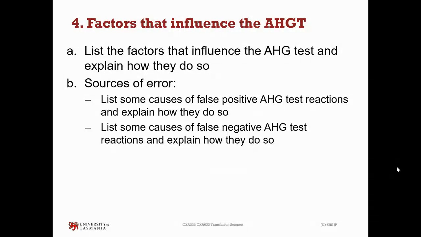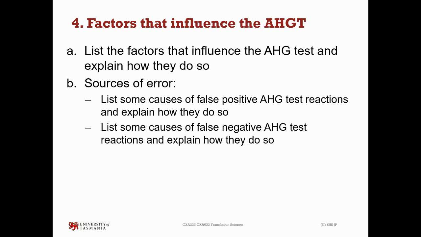What I'd like you to do now is break into 3 groups. I'll just randomly assign the groups, so please don't move from your groups. In your 3 groups, I'd like the first group to think about the factors that influence the anti-human globulin test and explain how you think they do so. Just on what you've learned so far about how the indirect and direct Coombs tests work, and what you know about their methods. What do you think the factors would be that influence that test? That's group 1.